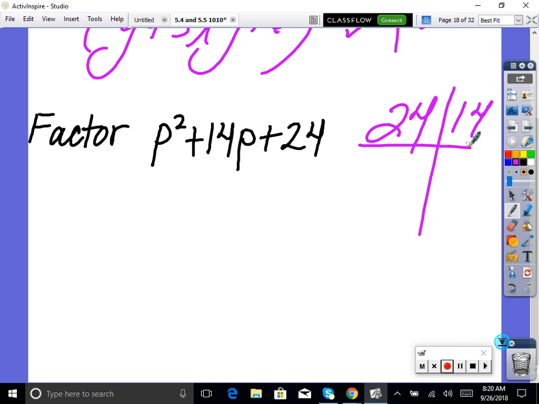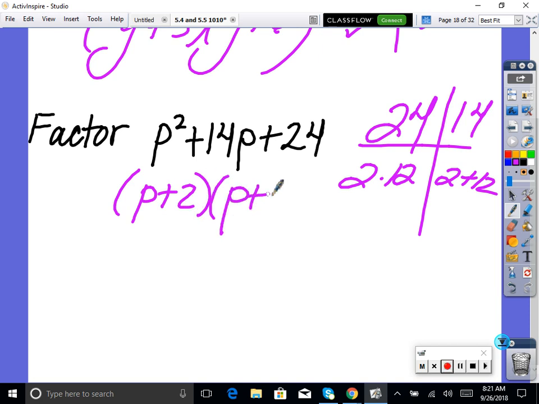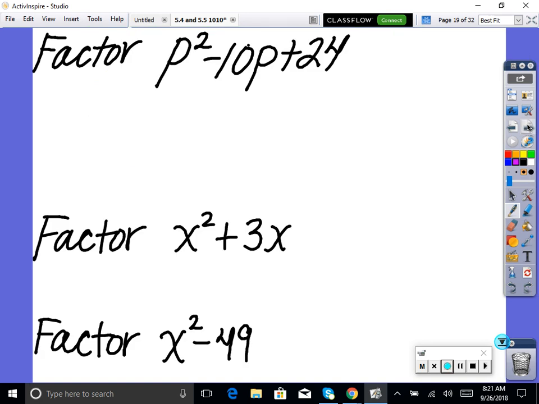2 and 12. Let's say you didn't know. You just list them all out, right? 1, 2, 3, 4. So 2 times 12, 2 plus 12, so this factors to be p plus 2, p plus 12. And then you make a good point. It only works if it's positive 1. It has to be positive.